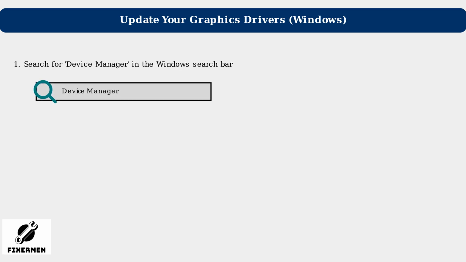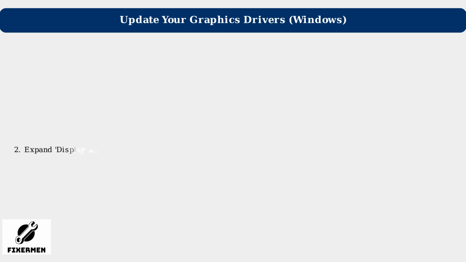Outdated graphics drivers are a common culprit, especially on Windows. To update, search for Device Manager in the Windows search bar. Expand Display Adapters. Right-click your graphics card, for example, an NVIDIA RTX 3060 or AMD Radeon. Select Update Driver. Choose Search automatically for drivers. Follow the on-screen instructions. Restart your computer after updating. A Reddit user in 2025 fixed their black screen issue by updating their NVIDIA drivers to version 555.85.